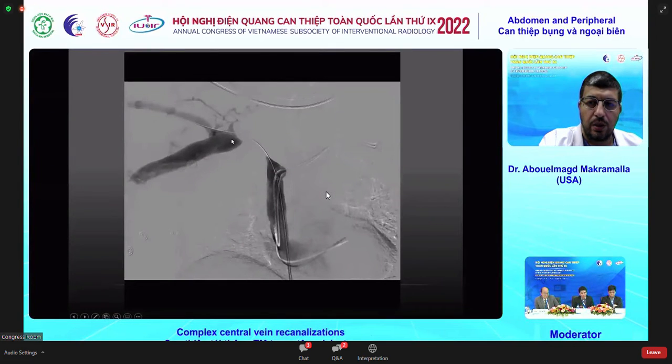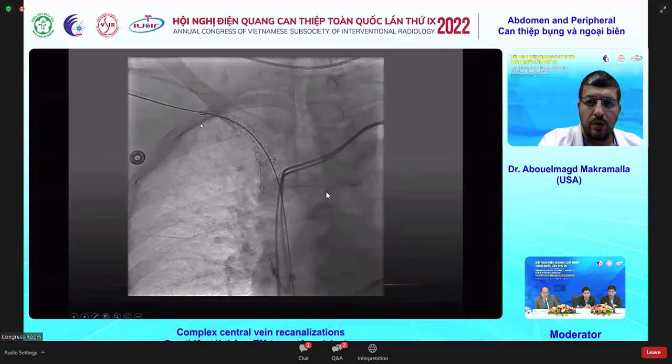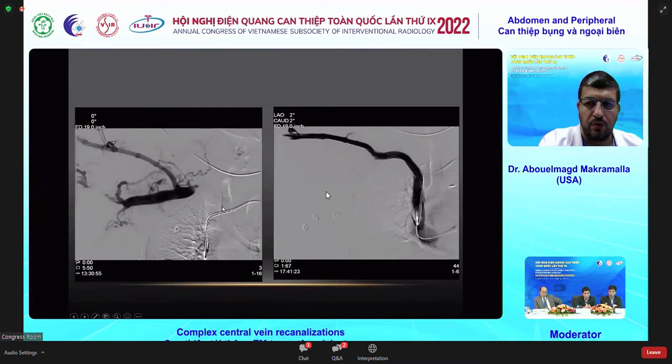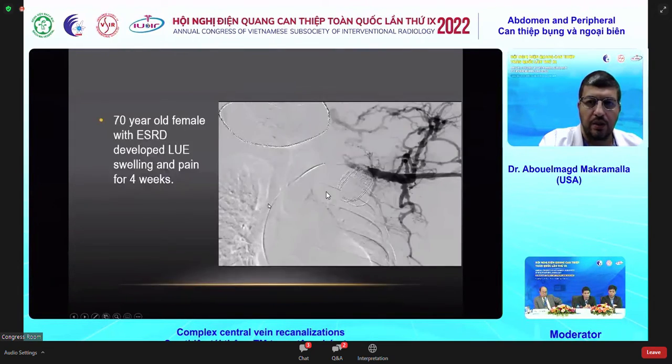And then after we obtained the access, we did some simultaneous venograms through the right femoral vein access and the right upper extremity access to delineate the extent of the occlusion. As you notice, it's a long segment occlusion, which was very tough to recanalize. After we were able to obtain access, we deployed the Viabahn stent, and this was the final image after we deployed the stent with maintained patency, and these were the images before and after the recanalization.